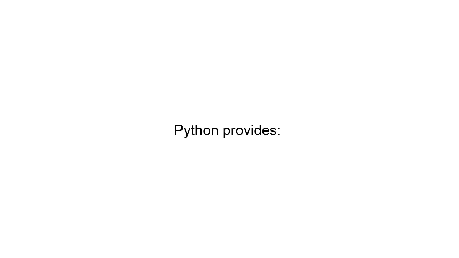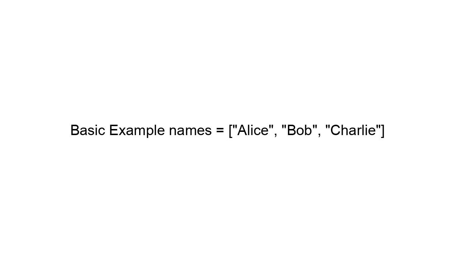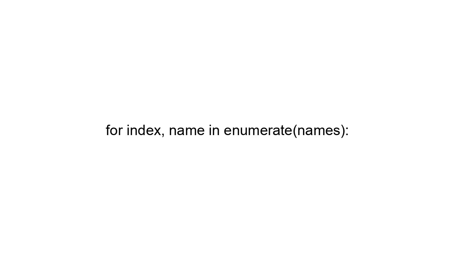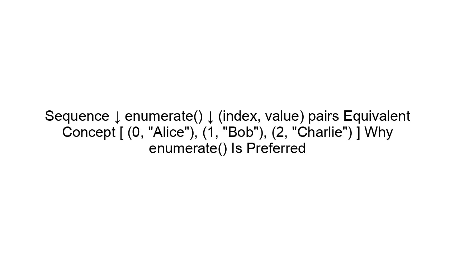The recommended solution: enumerate. Python provides enumerate, which gives both index and value during iteration. Basic example: names equals Alice, Bob, Charlie. For index, name in enumerate names, print index, name. Output: 0 Alice, 1 Bob, 2 Charlie. How enumerate works conceptually: sequence to enumerate gives index-value pairs. Equivalent concept: 0 Alice, 1 Bob, 2 Charlie.